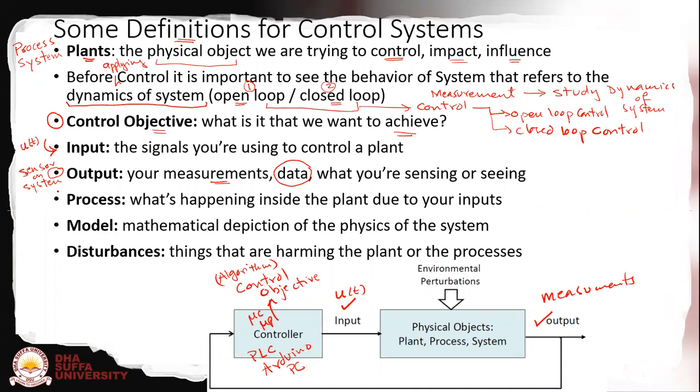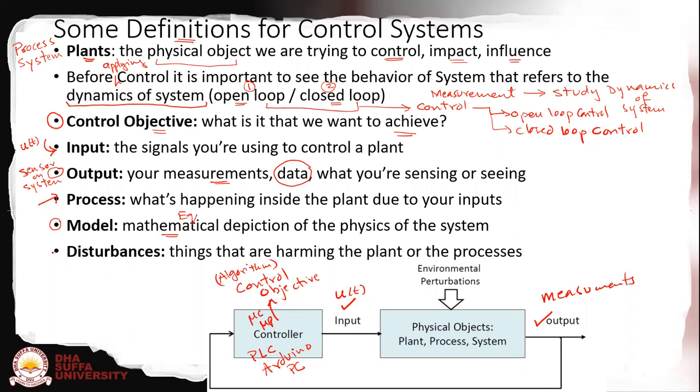then we have the process, or the process is what's happening inside the plant due to the inputs. This is related to the dynamics. Okay, and then we have the model. Of course, this model will be like a mathematical representation. It is mainly the equations that we use to represent the physics of the system.